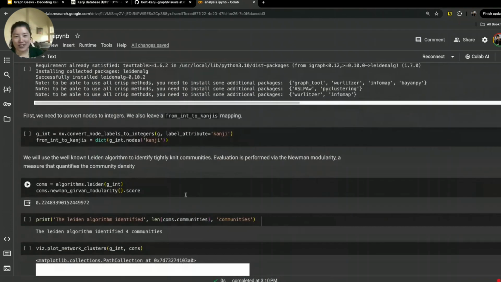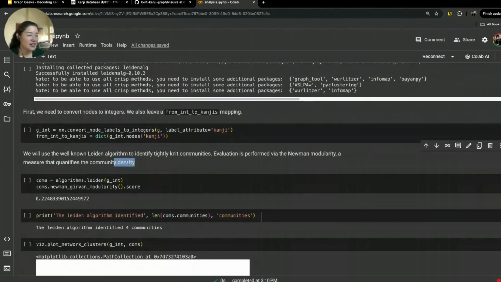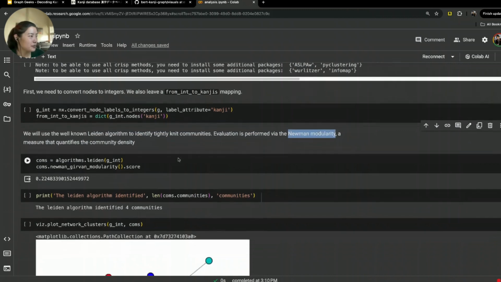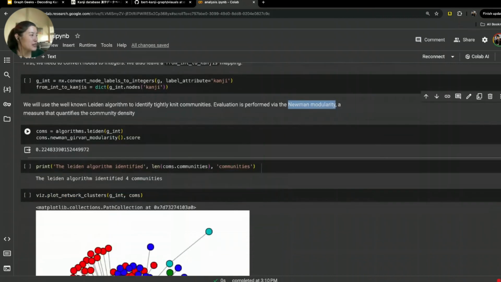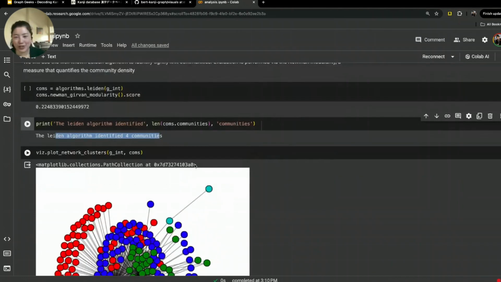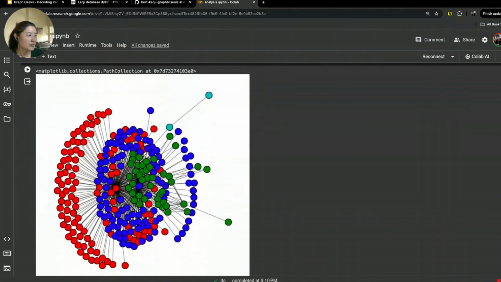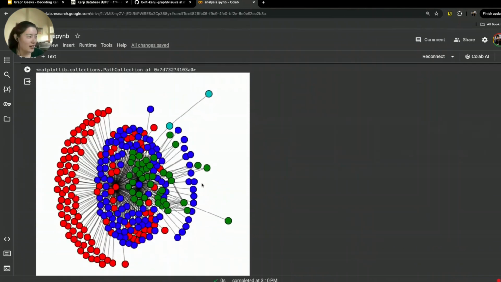But in terms of community, I want to understand how dense these communities are around the influencers, or our influential nodes. And here I try a couple of different things. The main one is the Leiden algorithm, and then for evaluation, I did the Newman modularity. When I ran the Leiden algorithm, you can see this is what an output looks like. There are 4 different communities that come out of it.